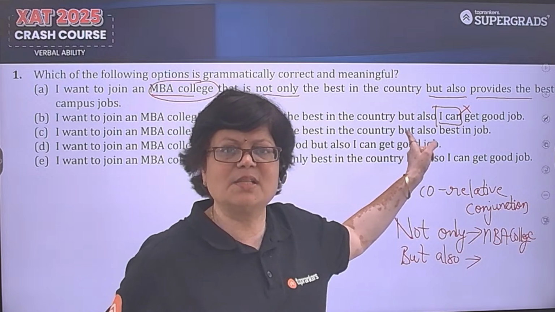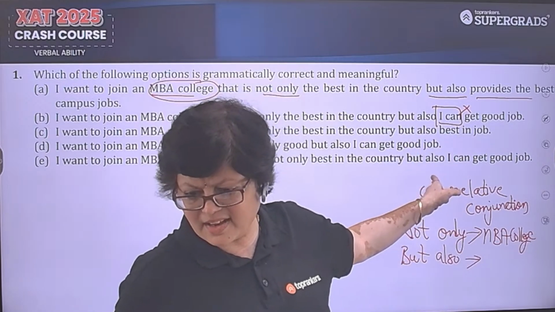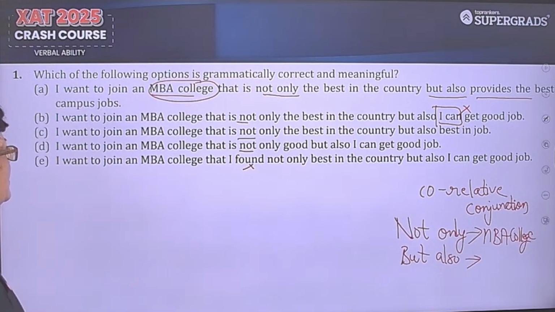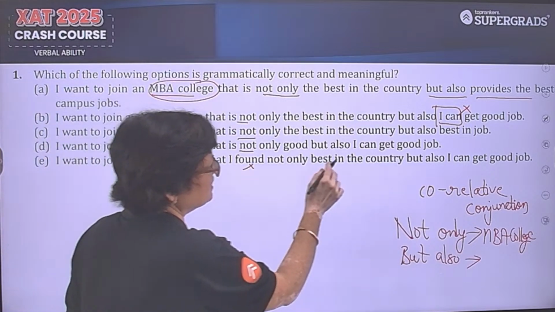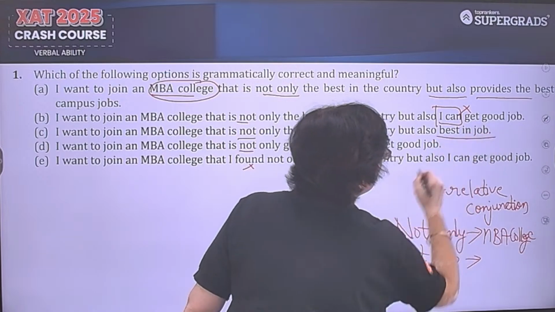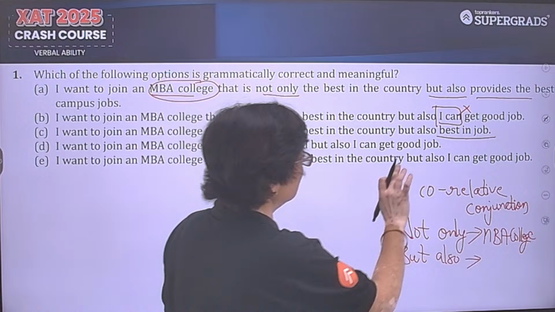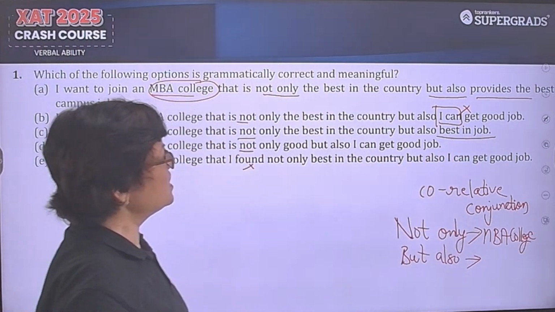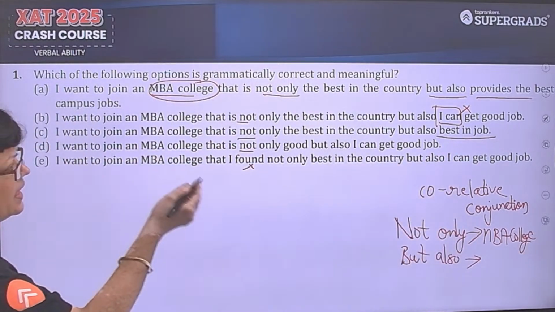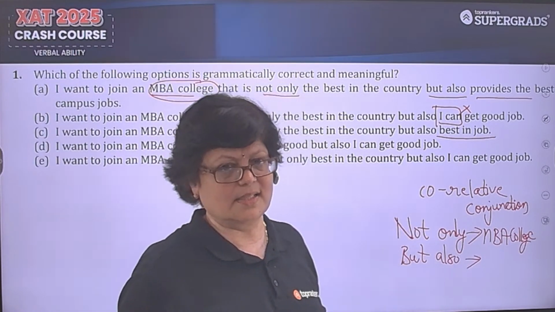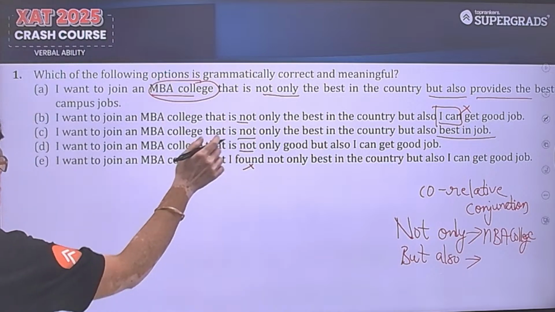Because here the subject has been changed. यहाँ पे subject बदल गया है. So this will be wrong option. Next, I want to join an MBA college that is not only the best in the country, but also best in job. Now, best in job, again, it doesn't give a proper meaning. And you cannot get a job, you have to study there. You don't get a job there as it is, so to say, right? So again, this is a wrong usage.